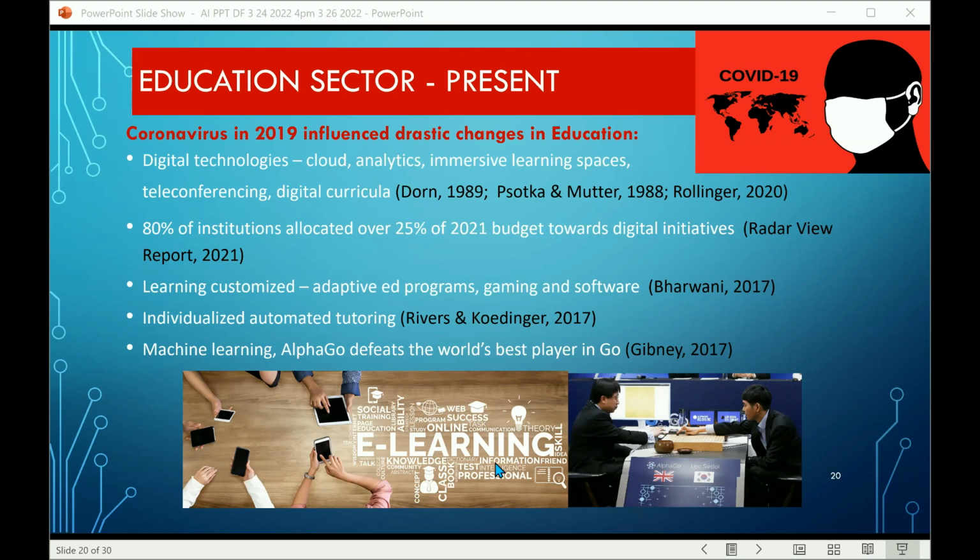And the last thing is the Go game. That was a very complex Japanese game. The AlphaGo computer program, DeepMind from Google, beat the number one world Go player Keijiya at the Future of Go Summit 2017.